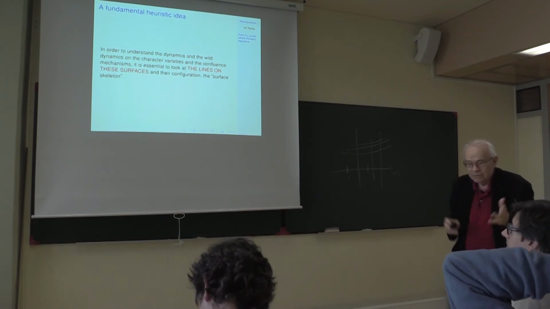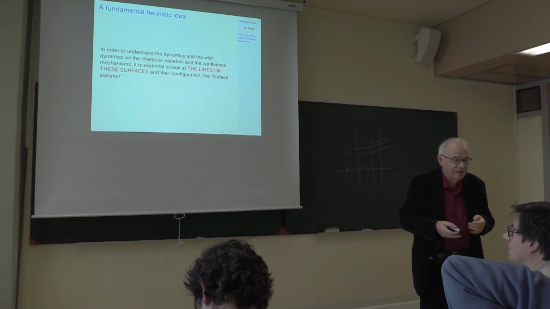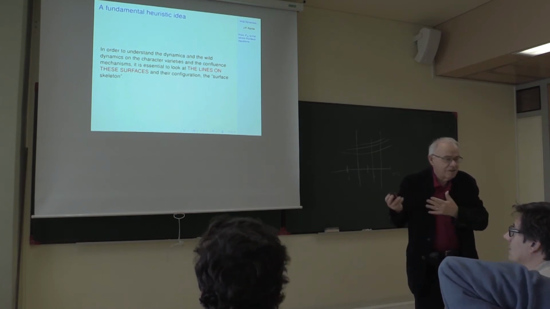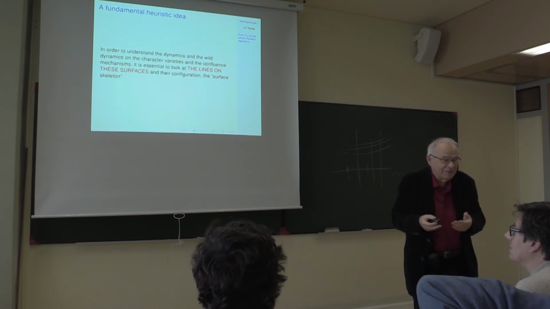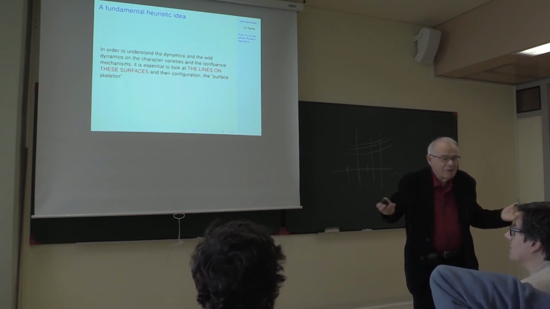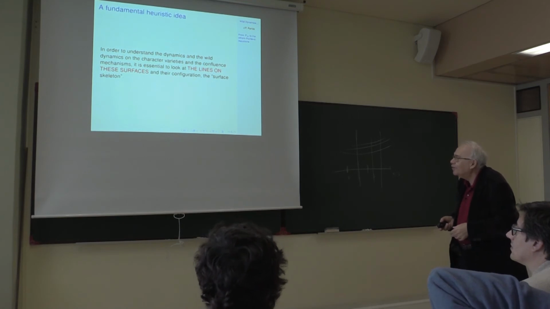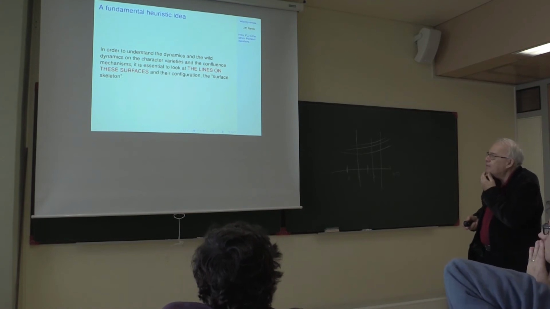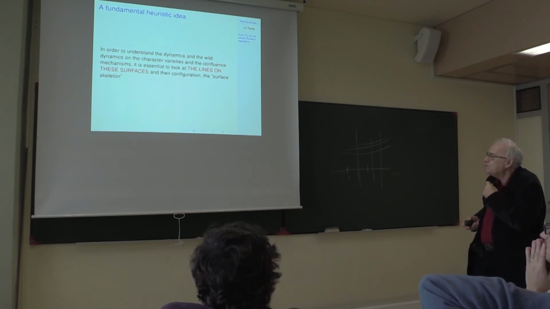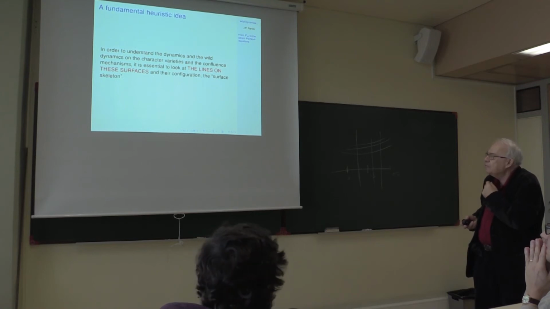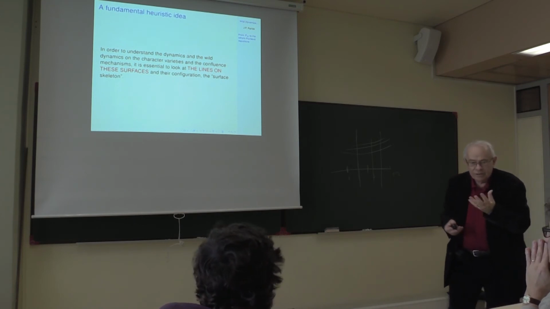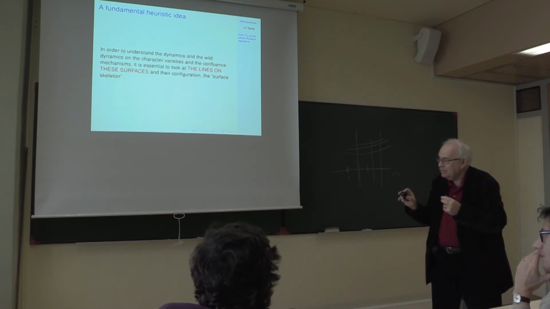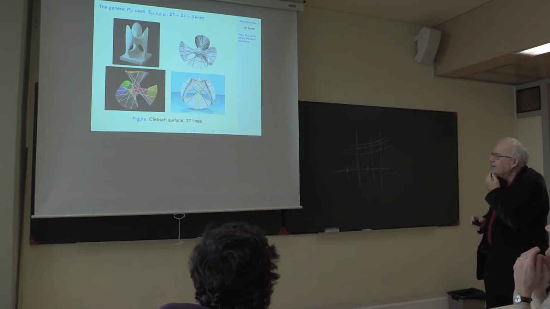Okay, and now the fundamental heuristic ideas that I will use. This is completely new, apparently. As I will explain, it is in some sense evident, but it seems that it was not noticed before. I don't know why. So this idea is that in order to understand the dynamics, the wild dynamics, the character variety and the confluence mechanism, it is really essential to look at the lines on the surface and their configuration. So in some sense, the skeleton of the surface.